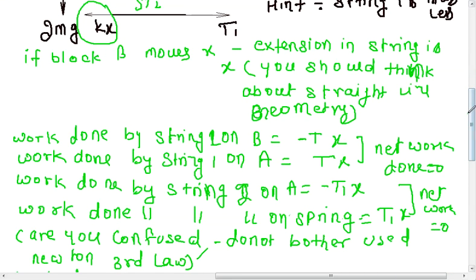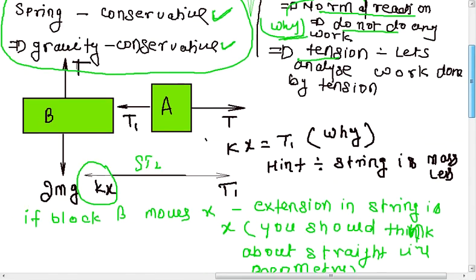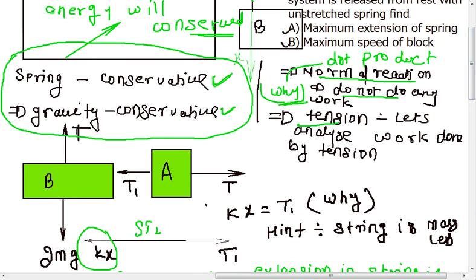First concept: we have learned how we can decide whether energy is going to be conserved. Energy is conserved only and only if only conservative force does work. And we have checked one by one that normal reaction does not do work. Why does it not do work? You should think about the dot product. If you think about the dot product, you will get your answer.